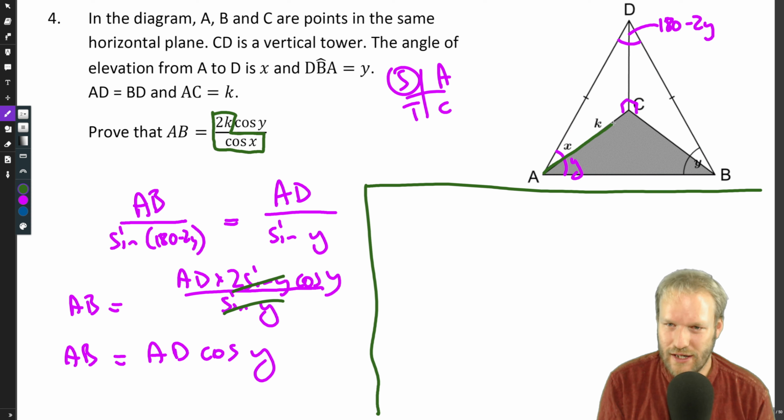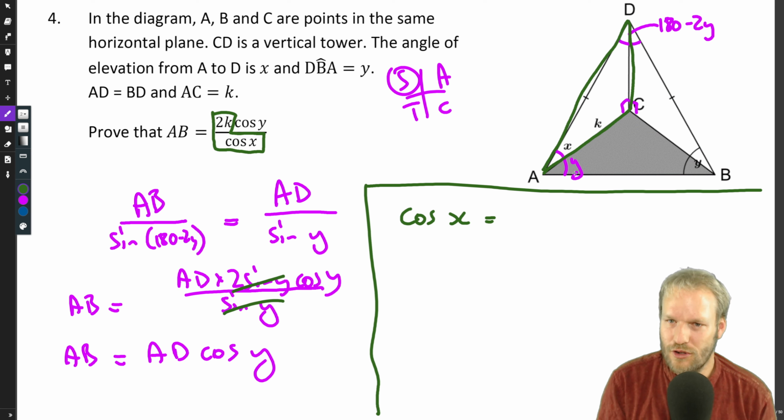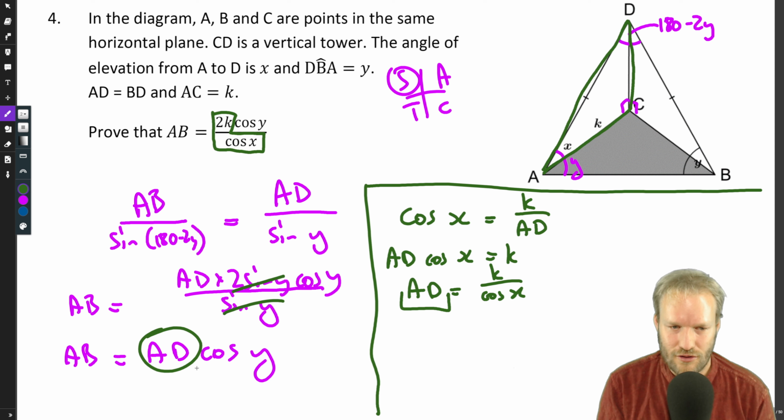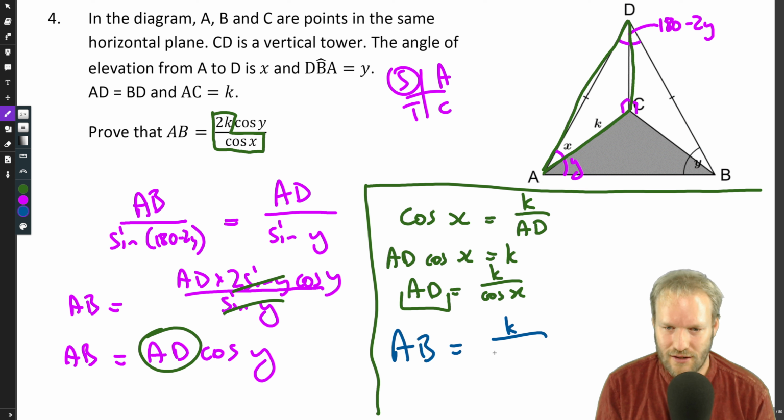Well, let's work on this triangle over here, this right angle triangle, and work out what cos x is. Well, cos x is adjacent, which is k, over hypotenuse. Well, that's cool. We wanted to replace AD. So AD needs to be the subject of the formula. So multiply both sides by AD, divide both sides by cos x, and we've got what AD equals. So now we can just put that in and go, well, AB equals AD times cos y. Hey, that's what it needed to turn into.